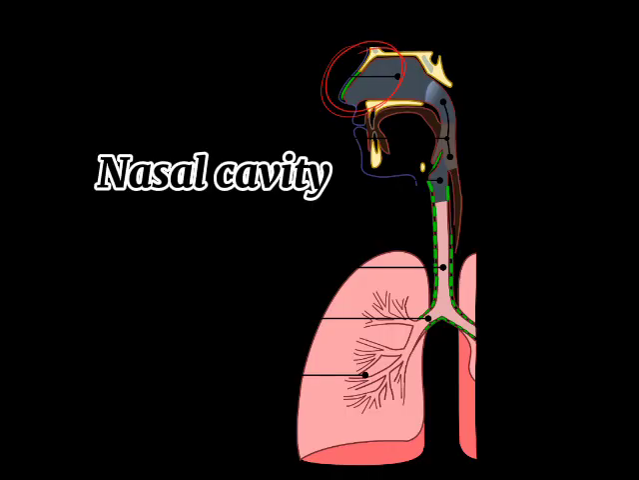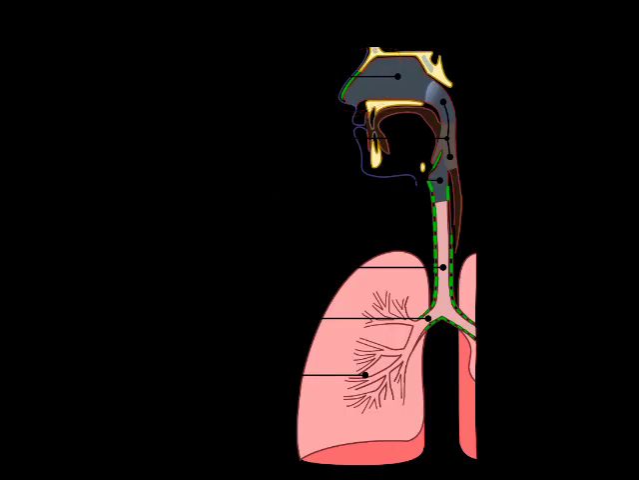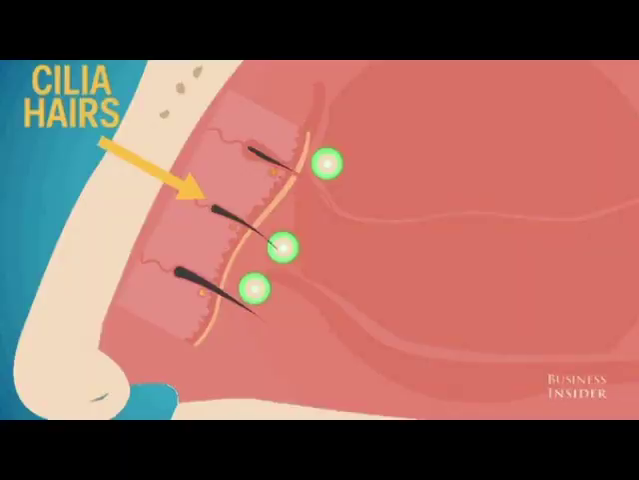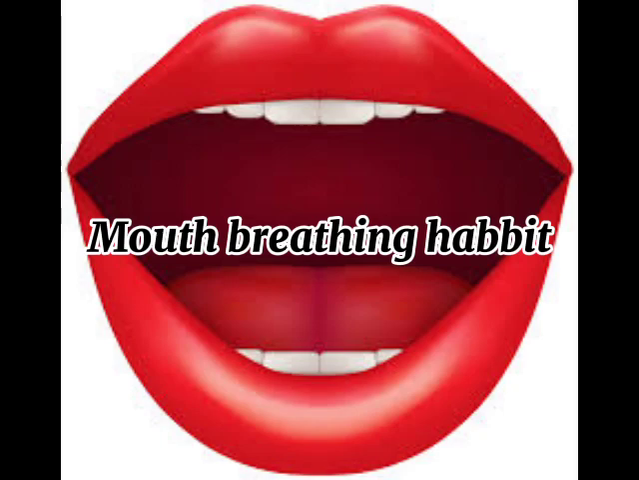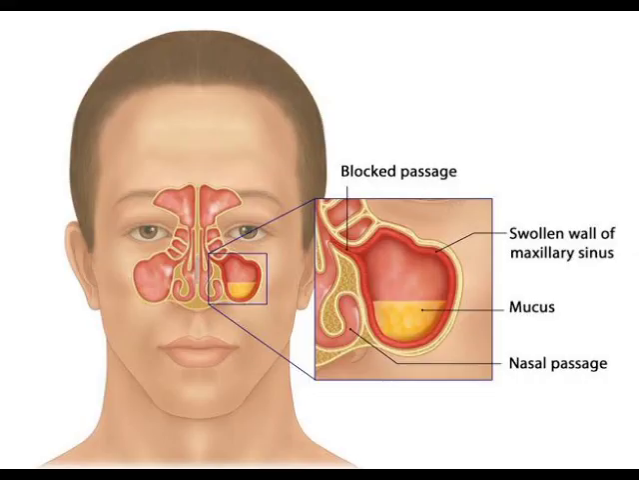The nasal cavity, or the nose, is the best entrance for the outside air to your respiratory system. The hairs inside the nose are part of the air cleansing system. Air can also enter through your oral cavity or mouth, especially if you have a mouth breathing habit or your nasal passage is temporarily blocked.